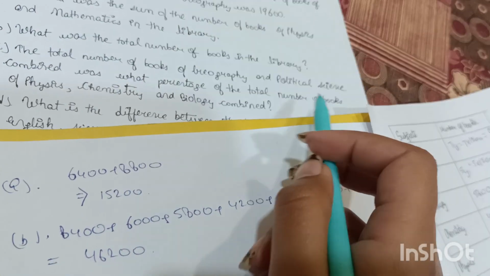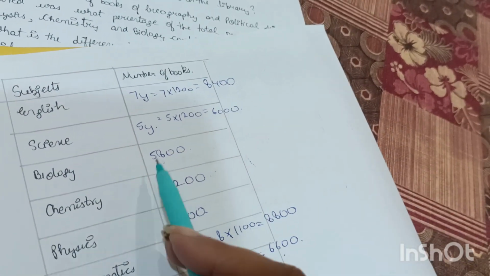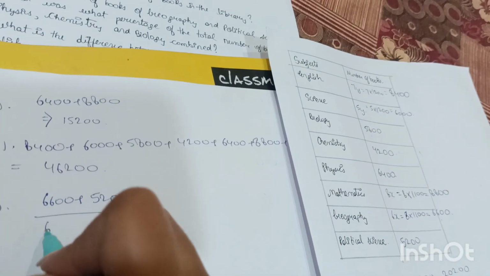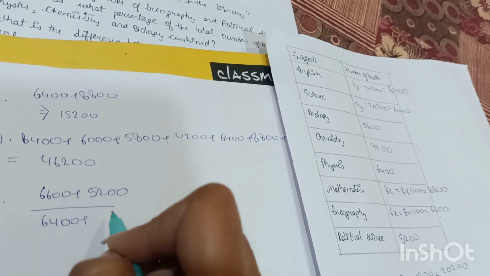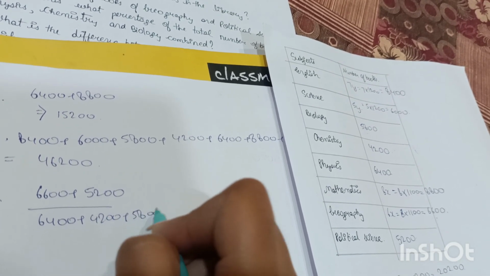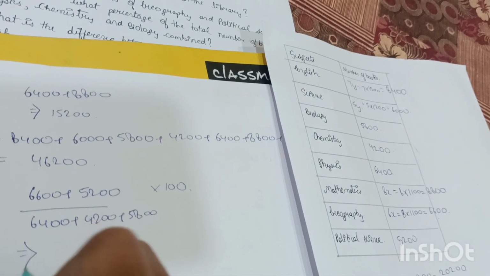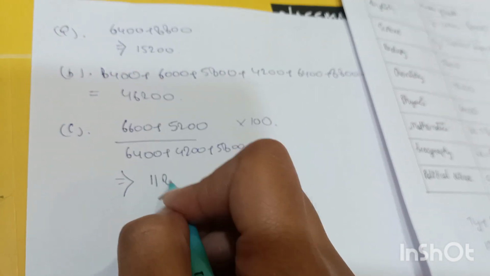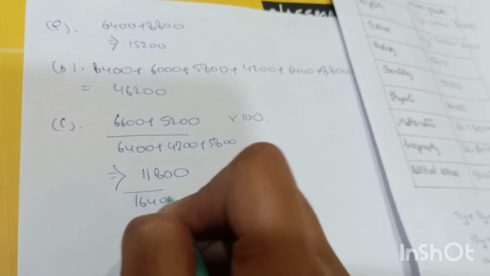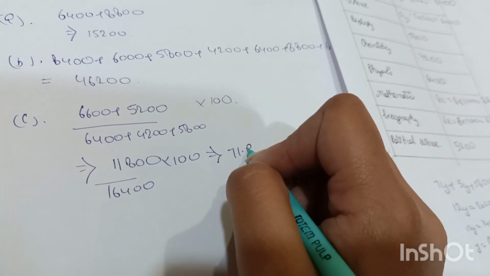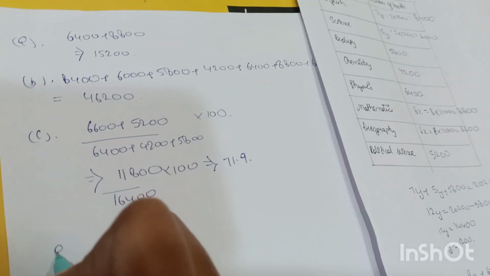What percentage of total books of physics, chemistry, and bio? So physics, chemistry, and bio into 100. So while solving, you will get the value as 11800 upon 16400 into 100. So you will get the value as 71.9.